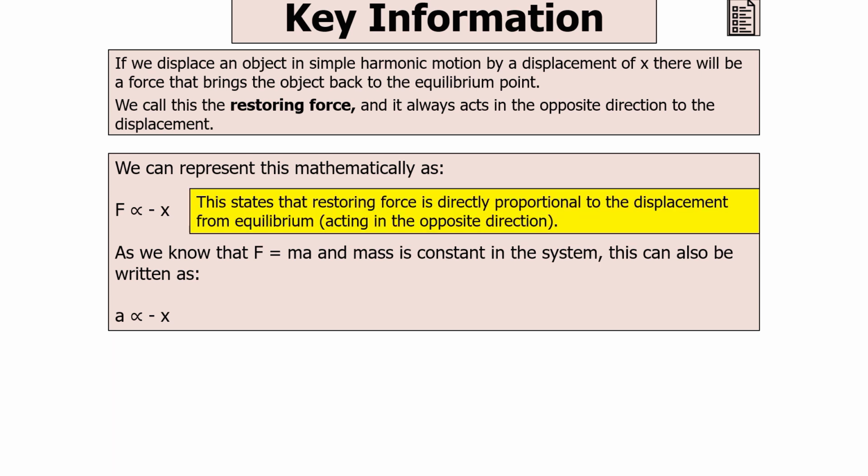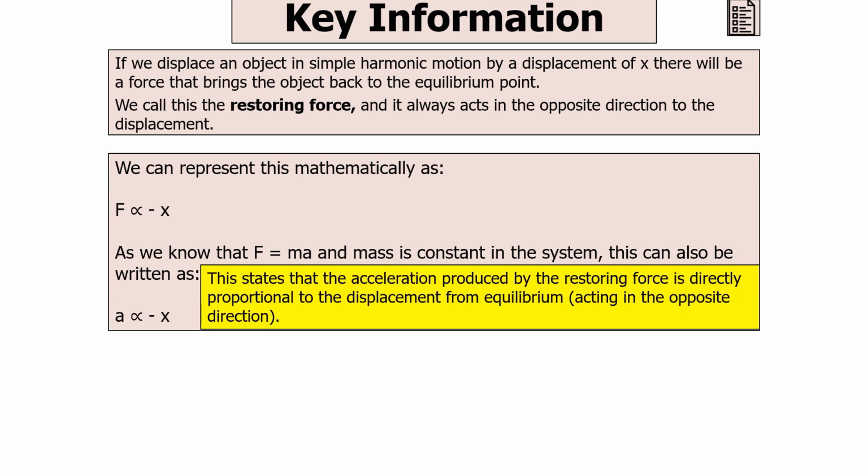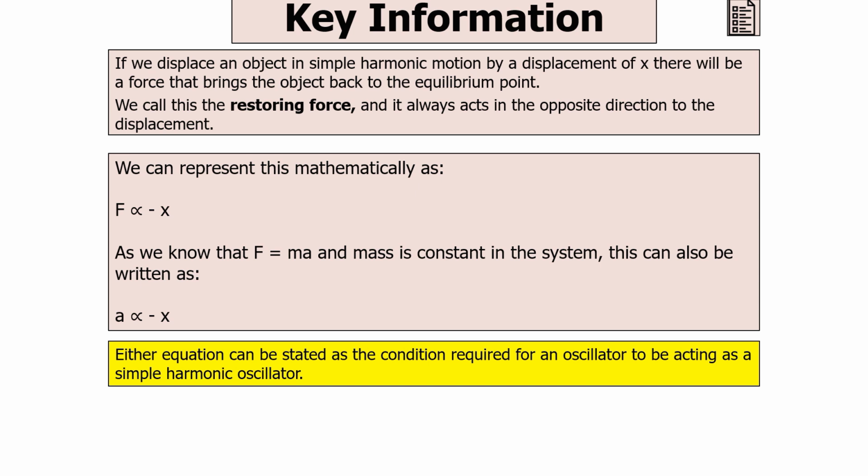So F being proportional to -x indicates that the restoring force is directly proportional to the displacement from equilibrium, acting in the opposite direction. And a being proportional to -x indicates the acceleration produced by the restoring force is directly proportional to the displacement from equilibrium, acting in the opposite direction. Now either equation can be stated as the condition required for an oscillator to be acting as a simple harmonic oscillator. So, for an object to be moving with simple harmonic motion, its acceleration must satisfy two conditions.